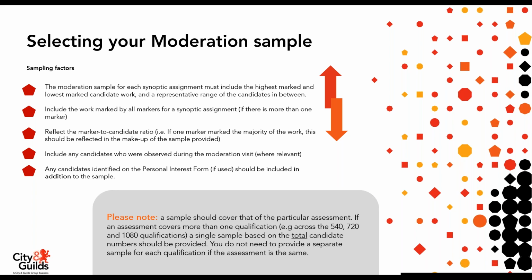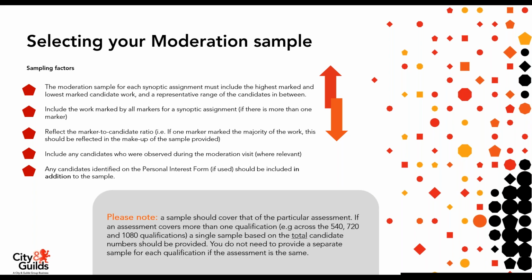Reflect the marker to candidate ratio. So if one marker marked the majority of that work, that should be reflected in the makeup of the sample provided. And include any candidates who were observed during that moderation visit where relevant. Now, not all qualifications get a moderation visit, of course, but for those that have, and you've selected a sample for the moderator to observe during that visit, make sure that those candidates have their work uploaded at the back end of the year and by the 20th of May as well.